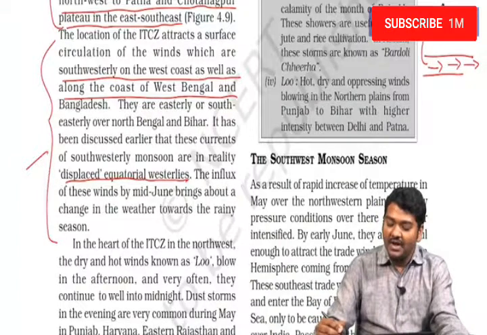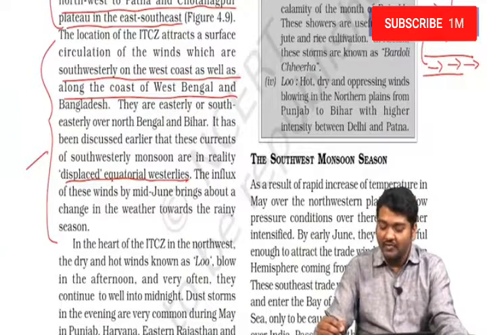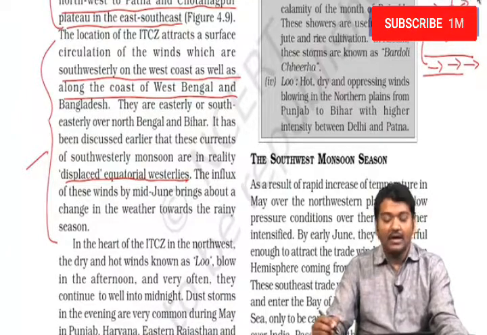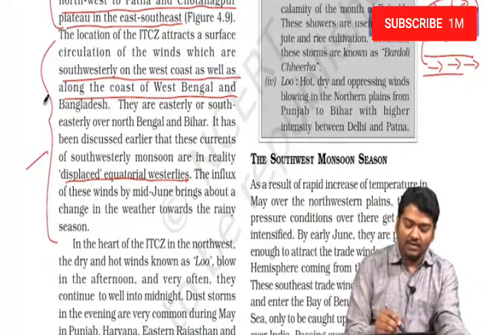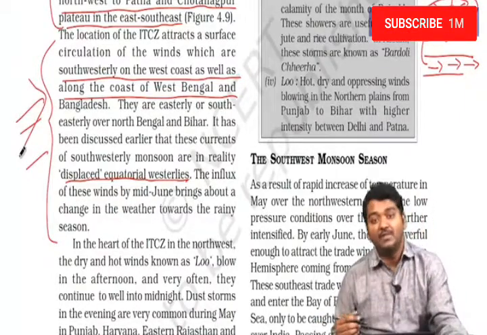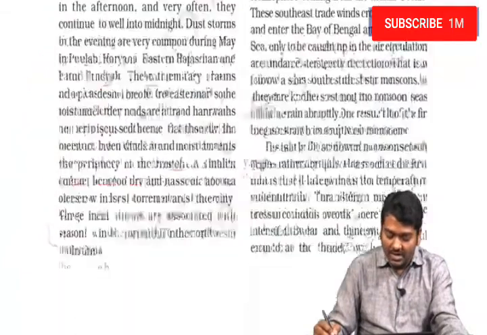Similarly, when the ITCZ shifts northward, winds blow in this direction in the northern hemisphere and give heavy rainfall. This is what they want to talk about here, the displaced equatorial westerlies. No need to worry much.